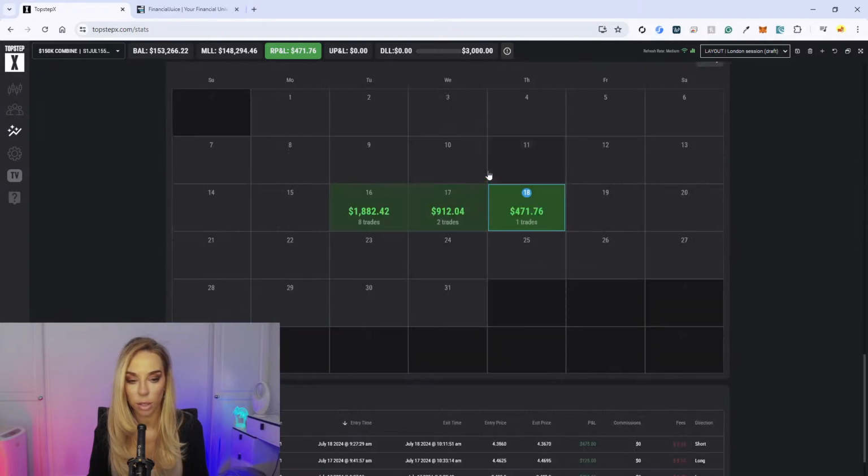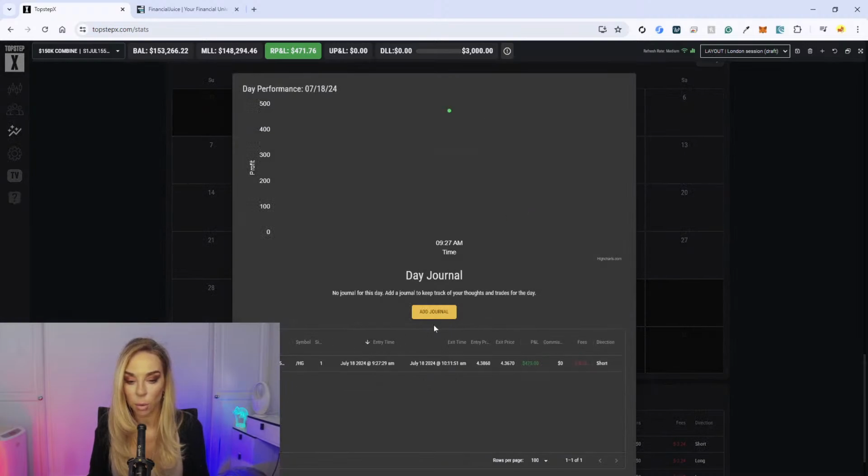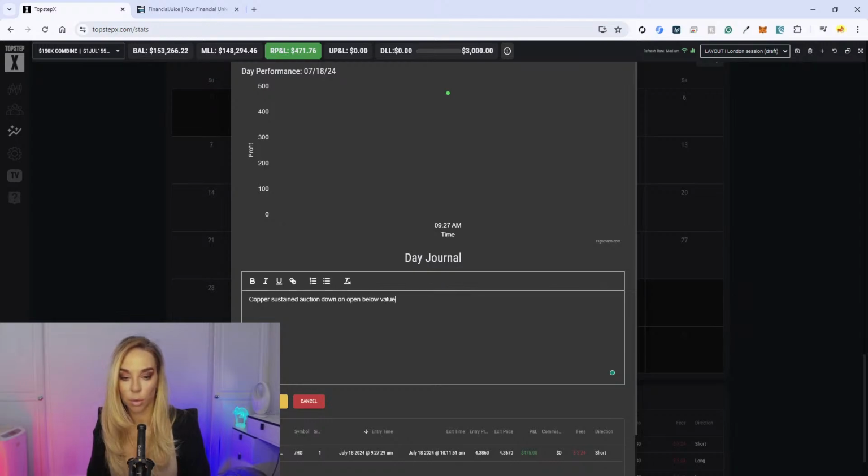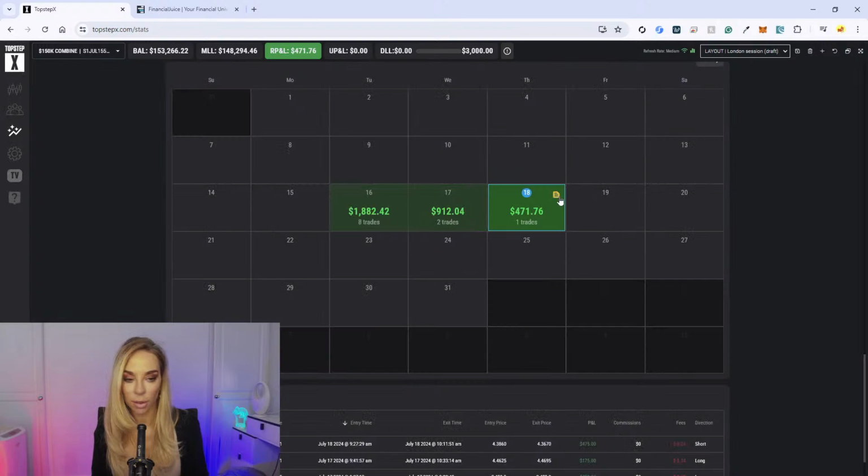So just let me show you. Now we have another thing here. I can now write in my journal that I did copper, sustained auction down on open below value. So that was my trade. I'm going to save that. And now I have the note there that tells me that I've actually written something there.